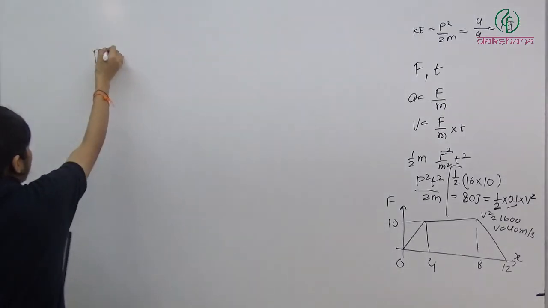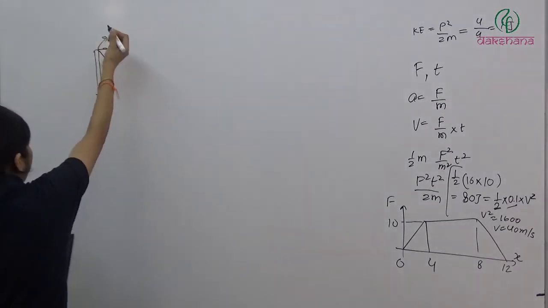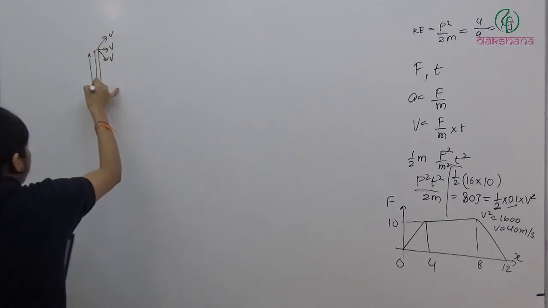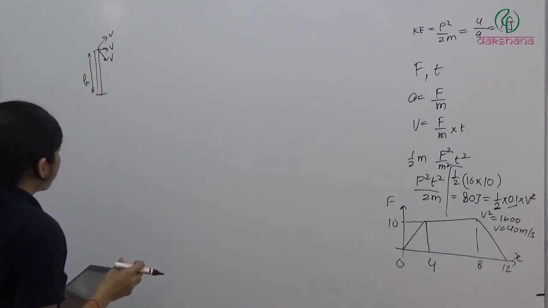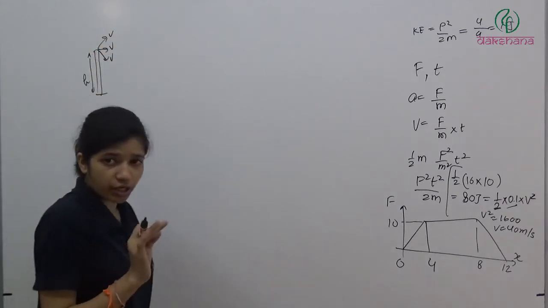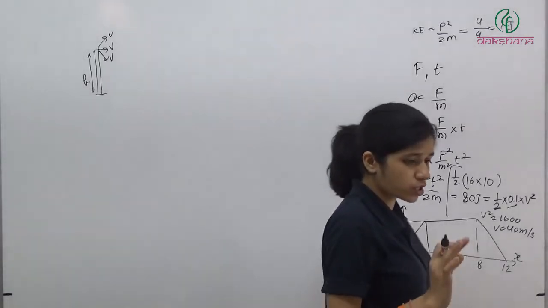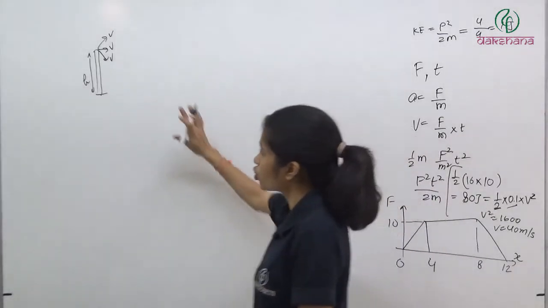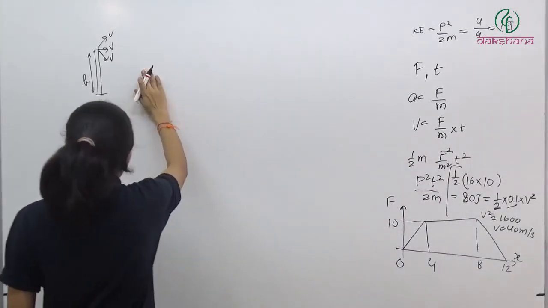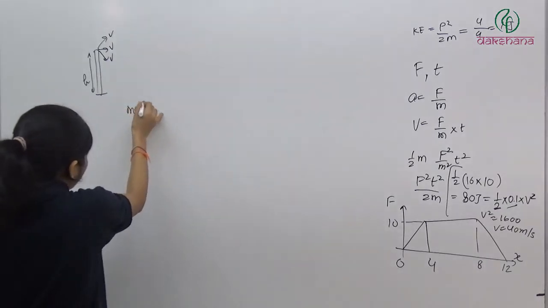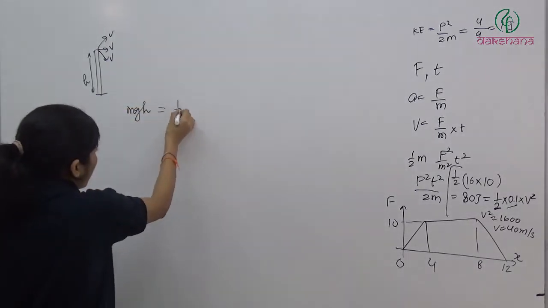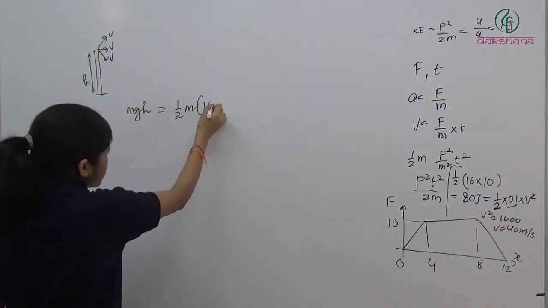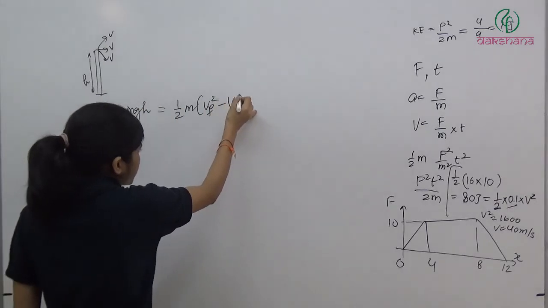We'll have some initial velocity here, maybe in any direction. Now it is covering this much distance. So here what will happen? We have to use the work energy theorem. So work done by all the forces is equal to change in its kinetic energy. Here we have only the gravitational force. So work done by gravity will be mgh is equal to half m, v final square minus v initial square.